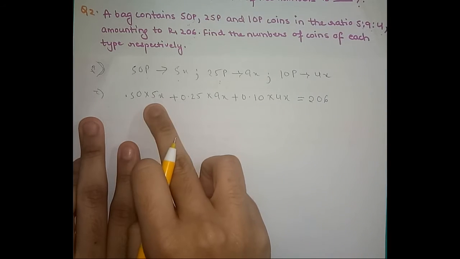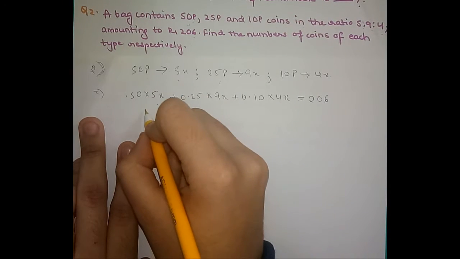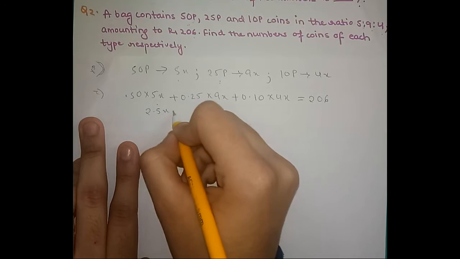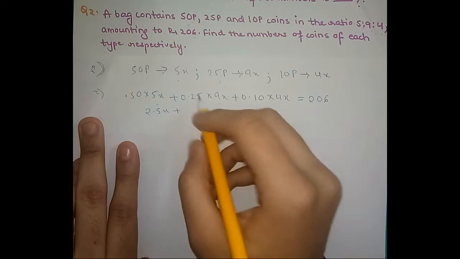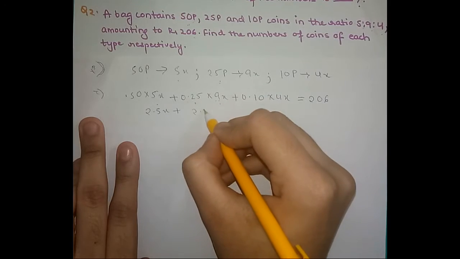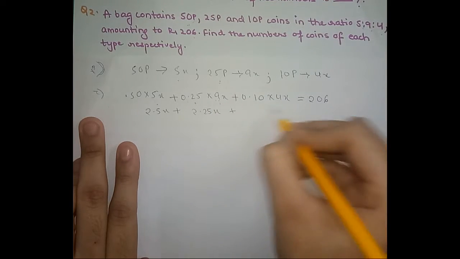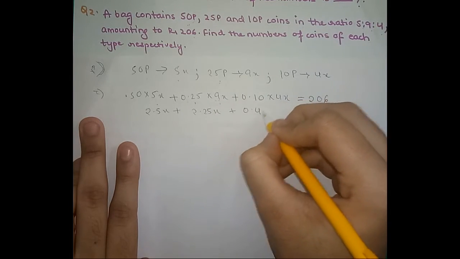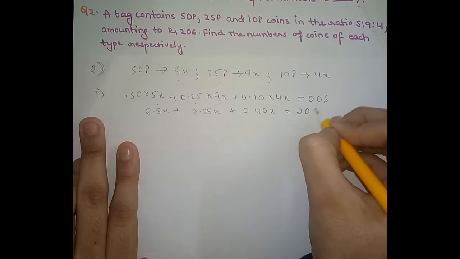Okay, so 0.50 into 5 will be equal to what? It will be equal to 2.5x. In a similar way, 0.25 into 9, since 25 into 9 is 225, right? So it will be 2.25x, and this will be equal to 0.40x. So this is amounting to 206.